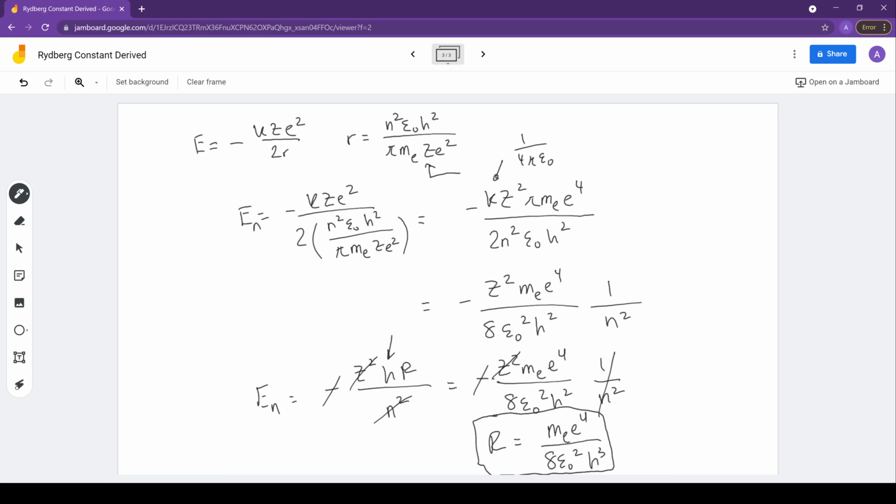So I hope you enjoyed this video, and I hope it all made sense. I know I was going a bit fast, but once you rewatch it and just see the math, I think it's not too difficult to understand. The three main concepts that you need are centripetal force, again, Coulomb's law, and quantization of angular momentum. And it's pretty incredible that just from those three simple ideas, you're able to derive Rydberg's constant.